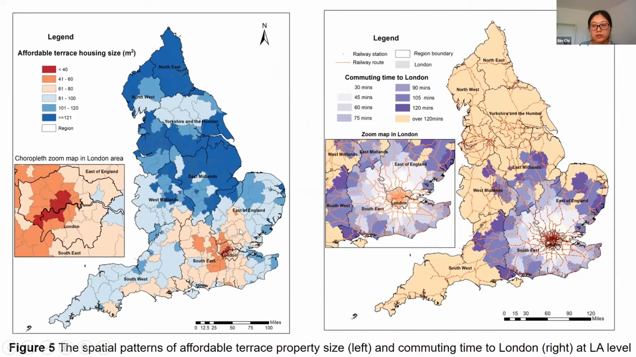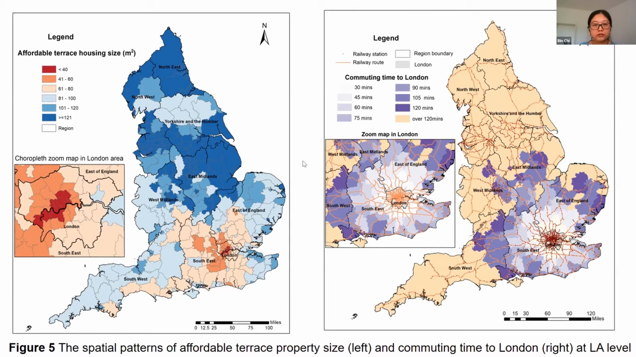There is one more interesting thing. If we compare the spatial pattern of this affordable size with the commuting time to London map, you can see they don't follow the same pattern. It means that within the same commuting time, there are some potentially more affordable local authorities where you can get a larger property.